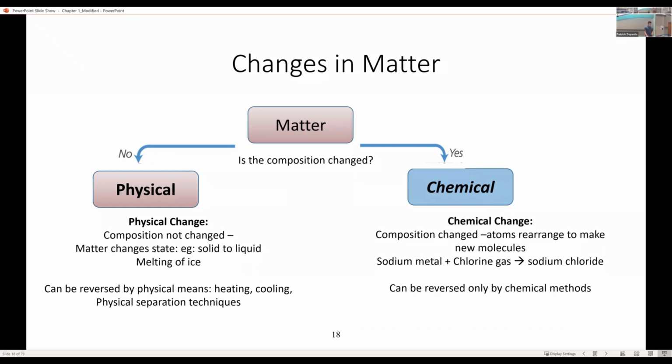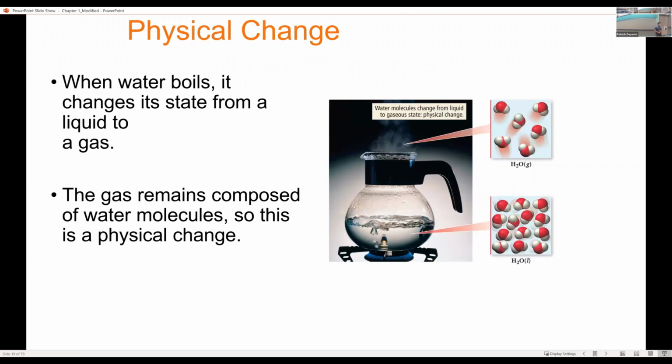Whereas if I took a piece of paper and ripped it in half, each part of it is still paper. I could easily put it back together to its original shape, doing a physical change rather than doing a chemical reaction. So those are the differences between those two.